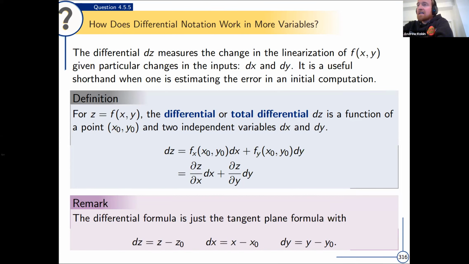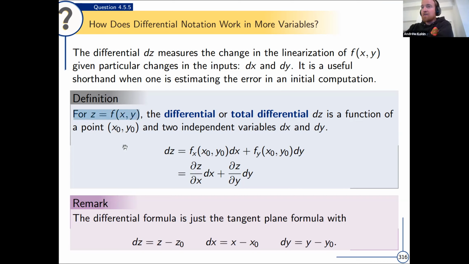It's nice to use the following shorthand when we're trying to estimate error, but it also has uses for other things like integration in multiple variables, which we'll learn about in another chapter. But the following notation is useful for understanding the linearization, the tangent plane linearization, for these three-dimensional problems. So here's the notation that I want to talk about.